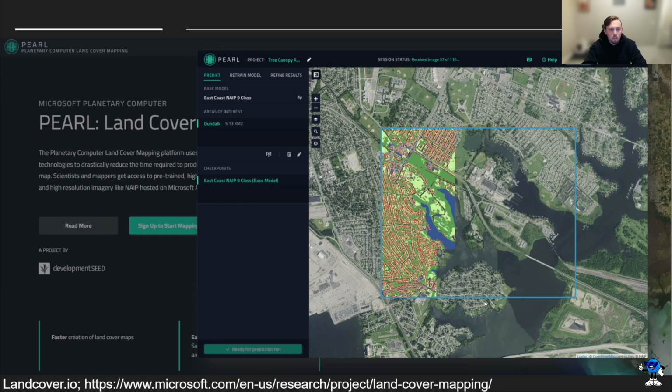The main difference between these models is the number of base classes. The platform can map up to 9 LULC classes using the 9-class model. These classes are water, emergent wetlands, tree canopy, shrubland, low vegetation, barren, structure, impervious surface, and impervious roads. The base training data for each of these models comes from the Chesapeake Conservancy.